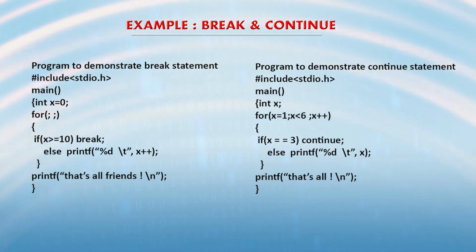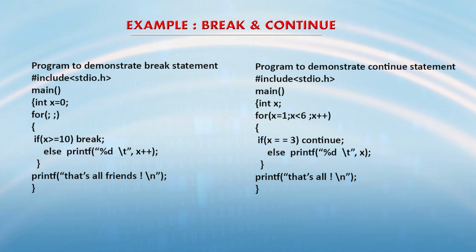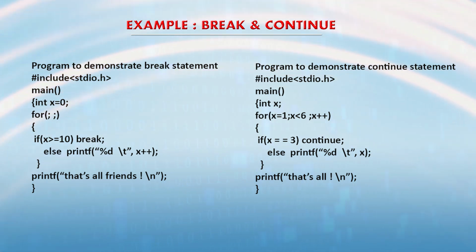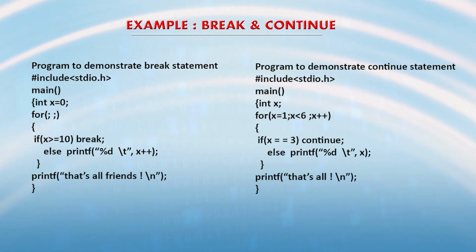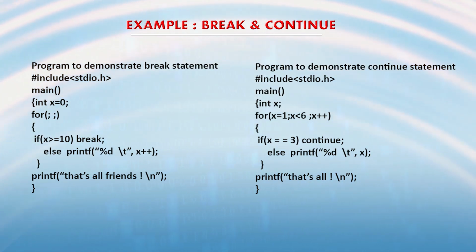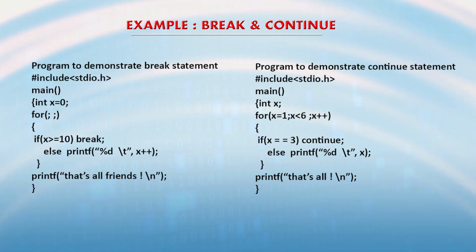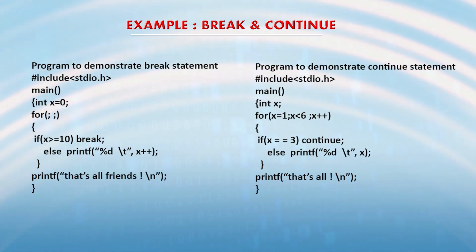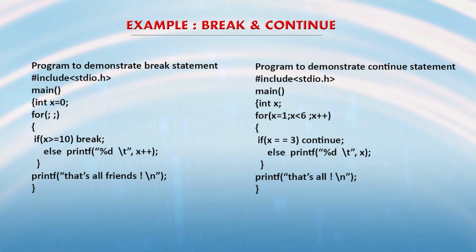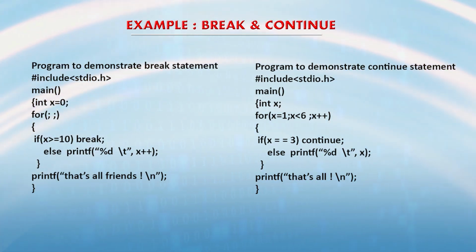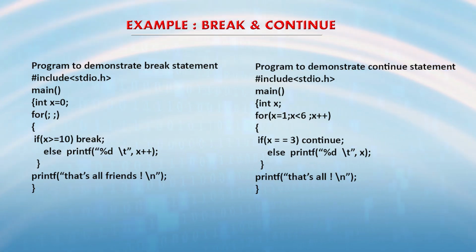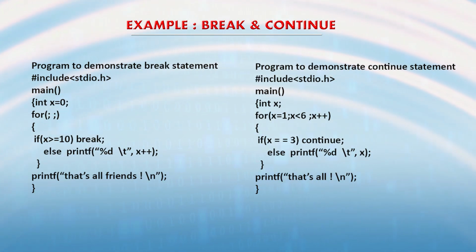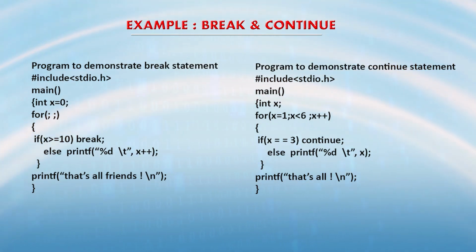Directly coming to the main body, we are defining a variable int x. For x is equal to 1, x less than or equal to 6, x plus plus. If x is equal to 3, continue. Firstly x will be equal to 1, so printf %d, x, and 1 will be printed. Then it is incremented to 2, 2 is not equal to 3, so 2 will be printed. Now 3 is equal to 3, so 3 is not printed, it will continue. It will directly go to the value 4 and print 4. So the value 3 will be skipped.